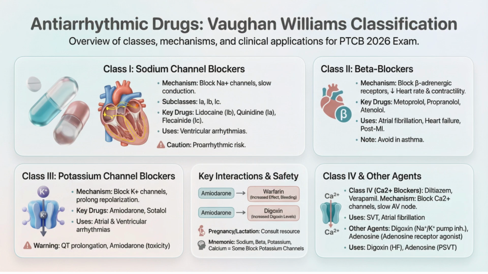Antiarrhythmic drugs are classified by the Vaughan Williams system. Classes I, II, III, and IV block specific channels or receptors to regulate heart rhythm, each with distinct key drugs and safety warnings.